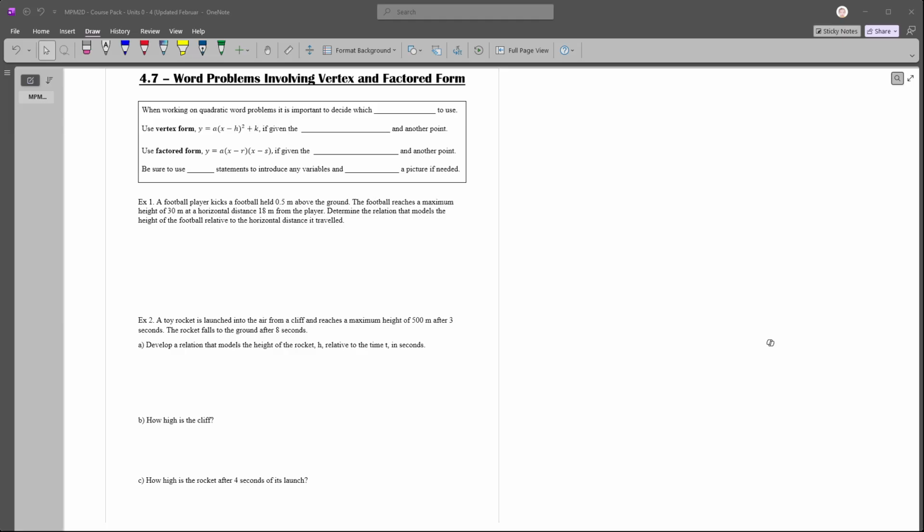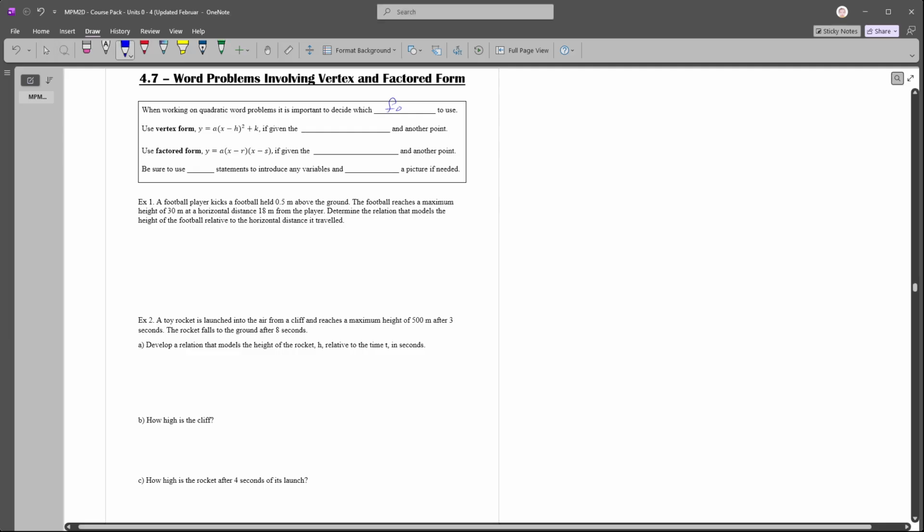So word problems involving vertex and factored form. You'll notice that we're not doing anything in standard form. If we had standard form, we could always factor it to put it in factored form. So we'd be right back to where we started, factored form. So when working on quadratic word problems, it's important to decide which form to actually use.